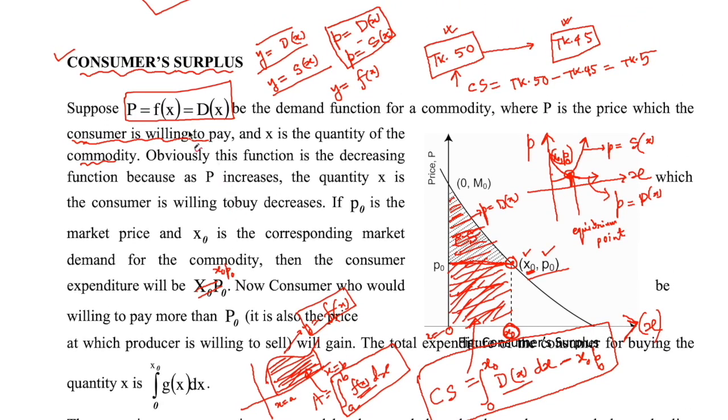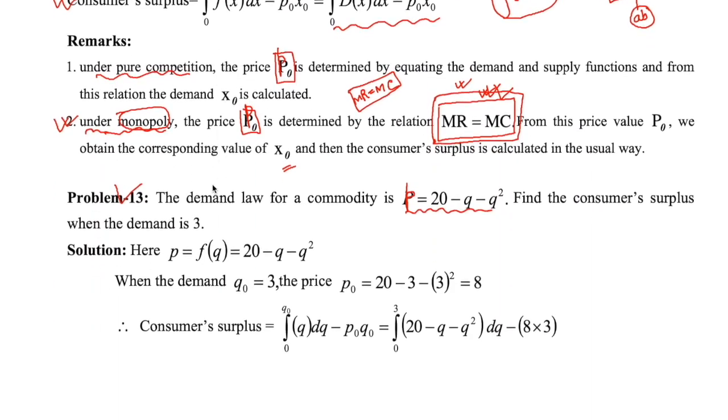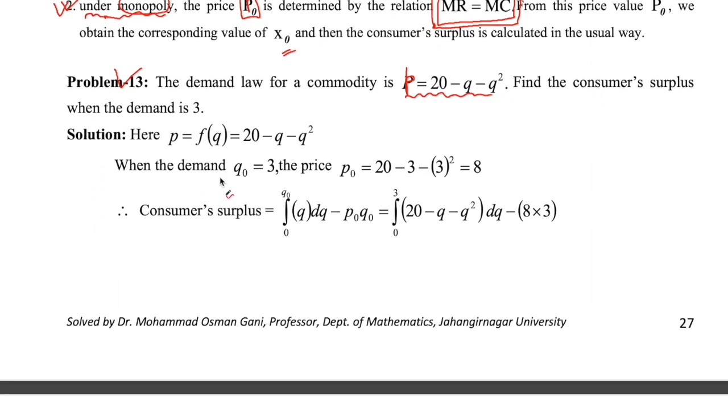Okay, this one should be small p, because p indicates price. We have denoted price with small p before, in the first chapter. So the demand function is this: p equals 20 minus q minus q square, where q is the quantity.